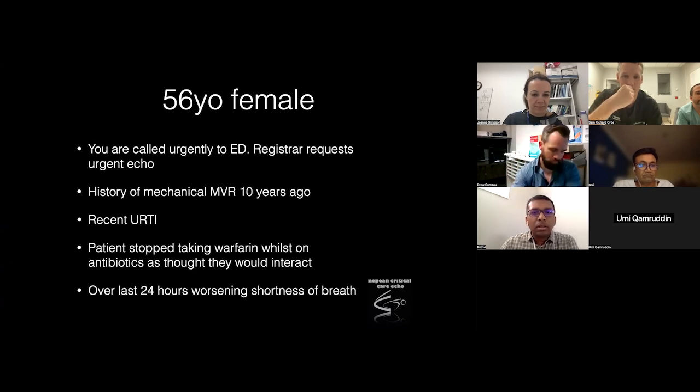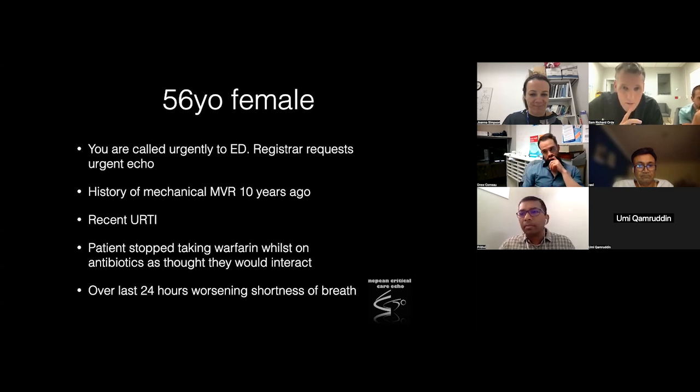So, urgently called to ED, registrar requests a surgeon echo. History of mechanical MVR 10 years ago, and a recent upper respiratory tract infection. Stopped taking warfarin whilst on antibiotics, thought they would interact, and 24 hours of shortness of breath. What am I about to show you? Probably a blocked mechanical mitral valve in the context of stopping anticoagulation.